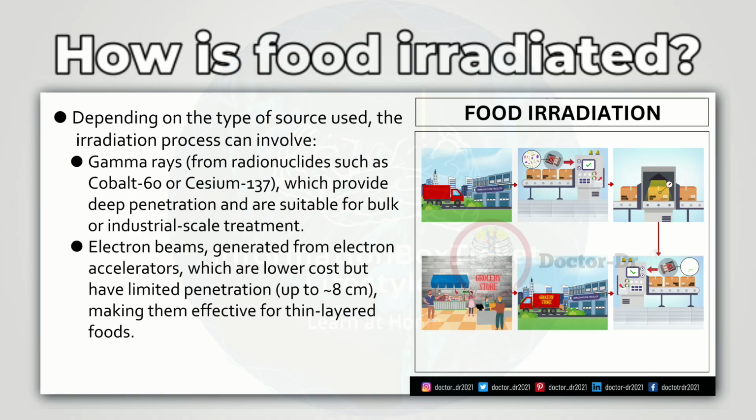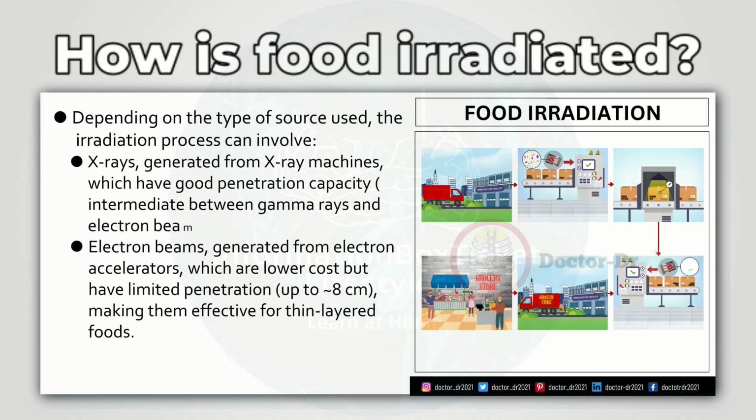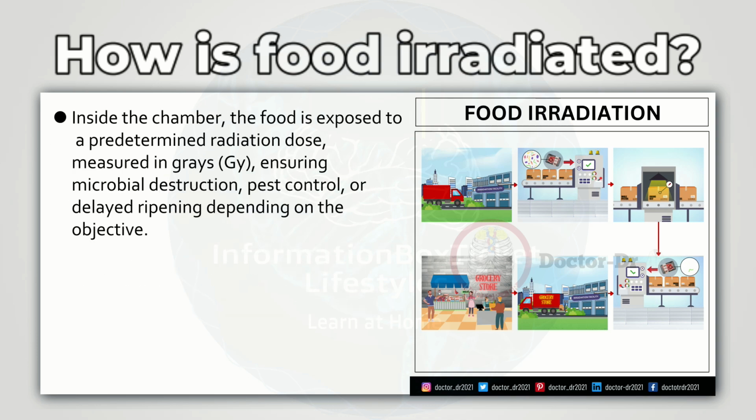Electron beams, generated from electron accelerators, which are lower cost but have limited penetration, up to approximately 8 centimeters, making them effective for thin-layered foods. X-rays, generated from X-ray machines, which have good penetration capacity, intermediate between gamma rays and electron beams. Inside the chamber, the food is exposed to a predetermined radiation dose, measured in grays (Gy), ensuring microbial destruction, pest control, or delayed ripening depending on the objective.